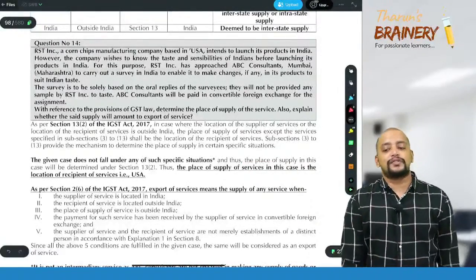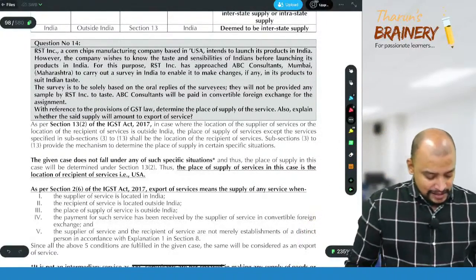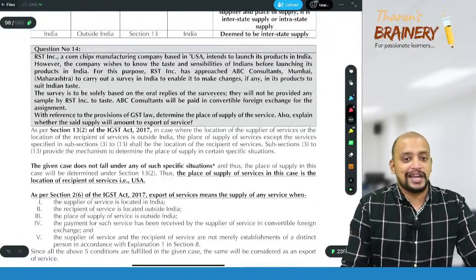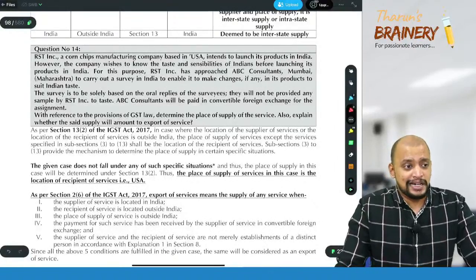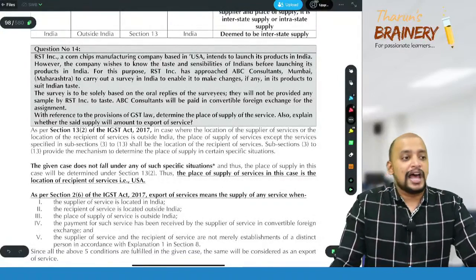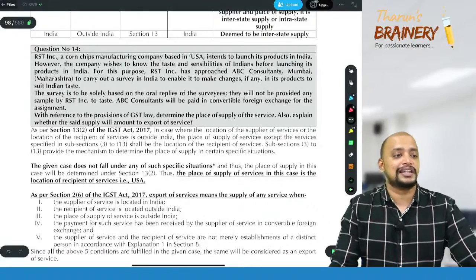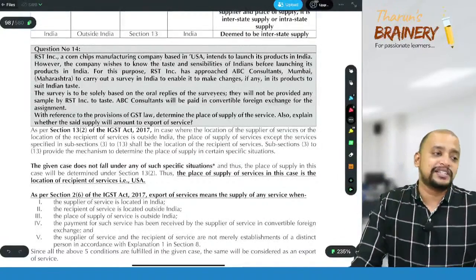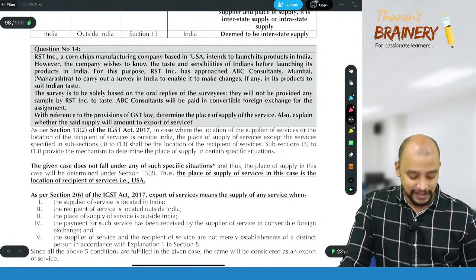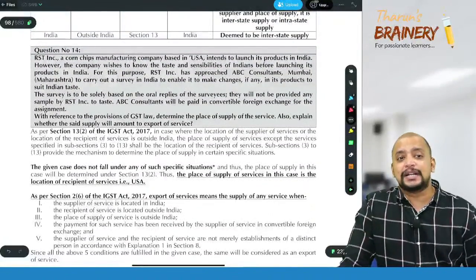So under the general provisions, what will be taken as the place of supply? Location of the recipient will be taken as the place of supply. In this case, the location of the recipient is USA, outside India. Supplier in India, recipient outside India, place of supply outside India. The consideration is in convertible foreign exchange, and supplier and recipient are not two establishments of the same person. Therefore it will come under export of service.